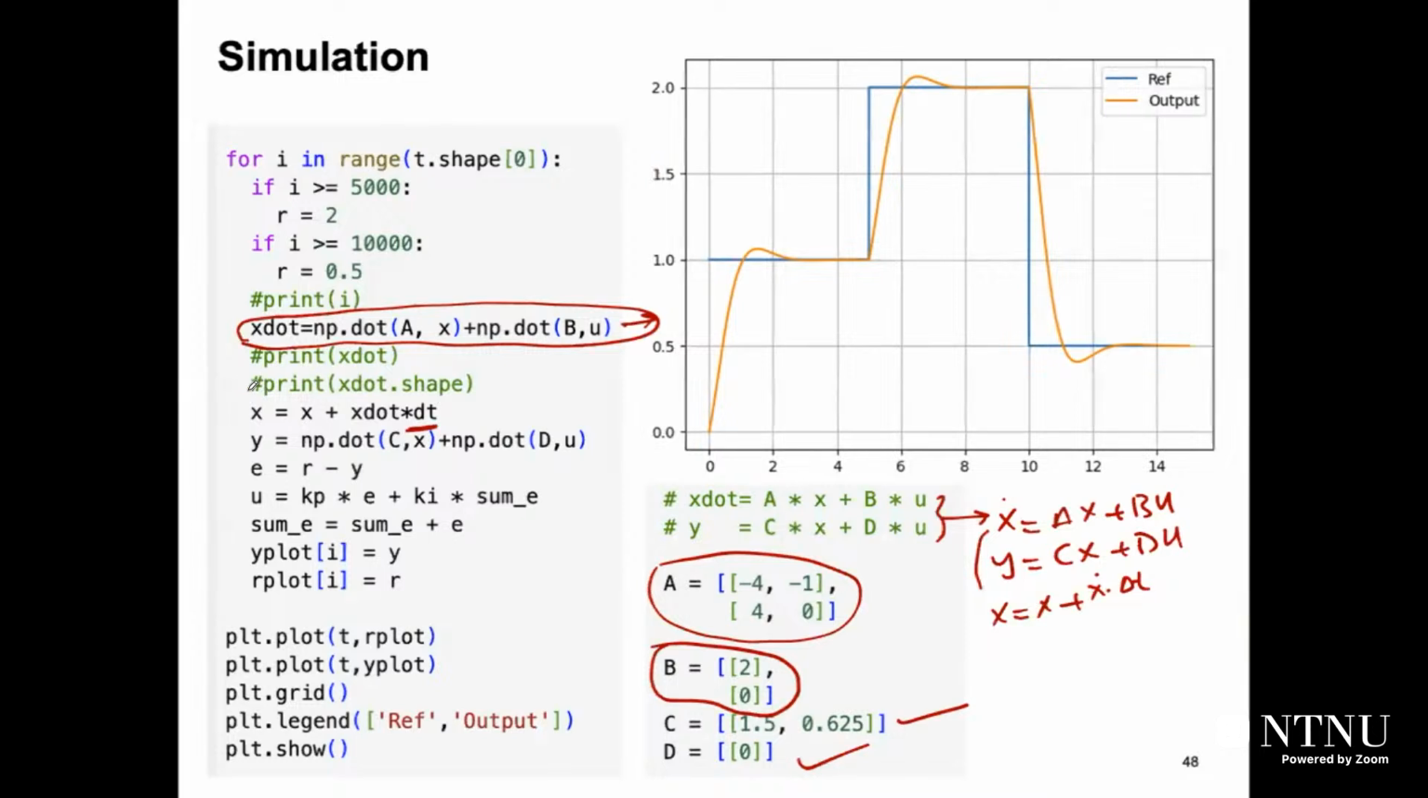After calculating x, you need to calculate the output, which is y. So just apply the equation y equals Cx plus Du. So we have this line here, which is y equal dot product of C and x plus dot product of D and u. If you have x, multiply x by C, you will be able to get y. This system is just open loop.